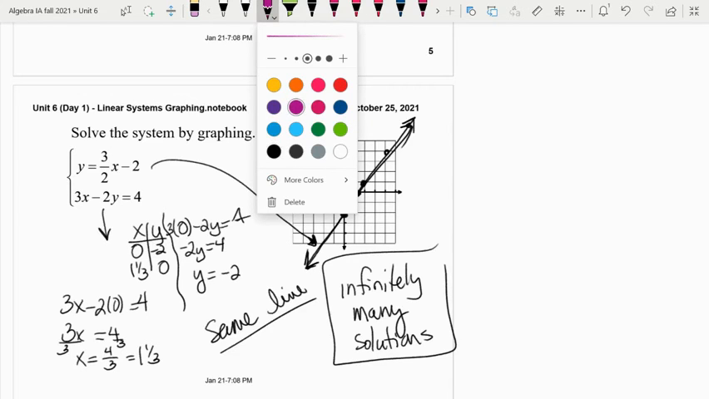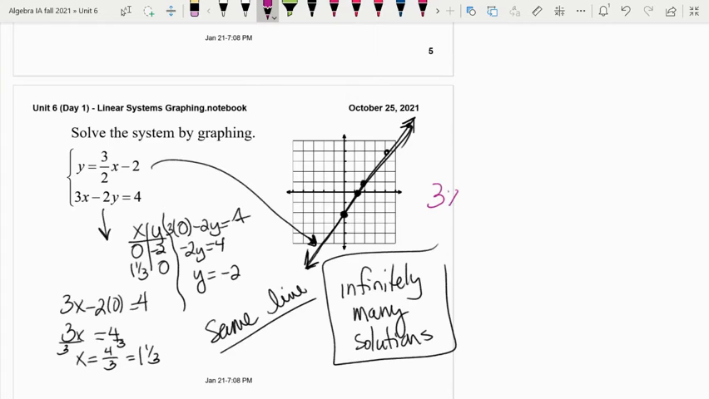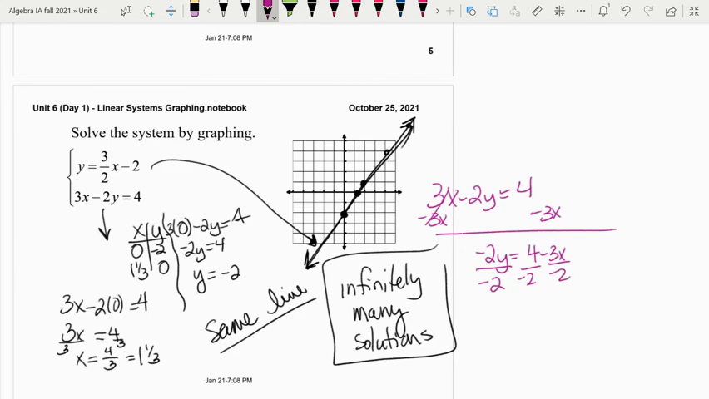All right, let's take that second equation now, and let's write it 3x minus 2y equals 4. Subtract 3x on both sides. So I'm left with -2y equals 4 minus 3x. Divide by -2. So you'd say y is -2 plus 3/2 x. So you can see it's the same equation.